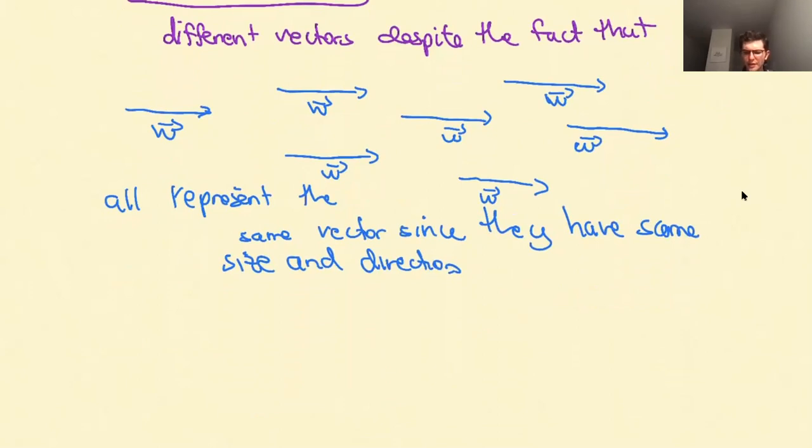Now, another thing you can do with vectors: if the vectors are pointing in the same direction but have different sizes, then all of these vectors are called parallel.